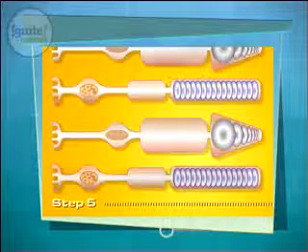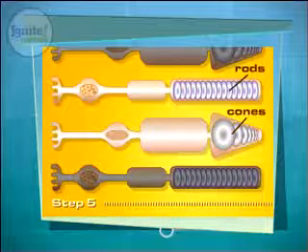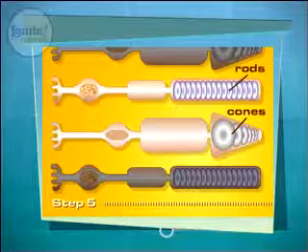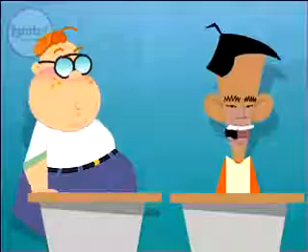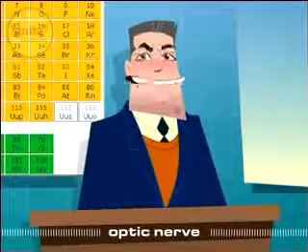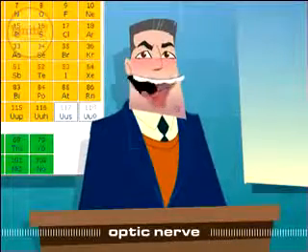After passing through several cellular layers, the light reaches the rods and cones. Rods and cones convert light energy into electrical impulses, which eventually reach the optic nerve. What does the optic nerve do? The optic nerve transmits visual information from the retina to the brain.